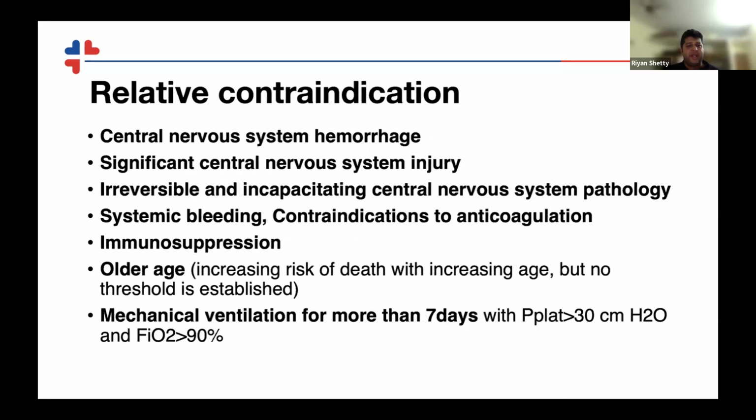Relative contraindications are central nervous system hemorrhage, significant central nervous system injury, irreversible central nervous system pathology, any systemic bleeding or contraindications to anticoagulation, immunosuppression, and older age. It is very debatable what is old age. Nowadays, patients also don't like to hear us telling them that they're old. Also, mechanical ventilation for more than 7 days with a P-plat of more than 30 centimeters of water and FiO2 of more than 90.